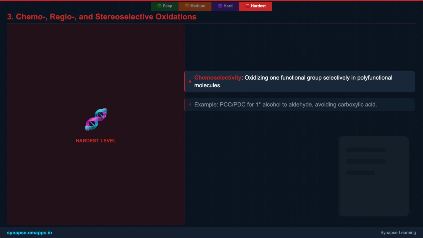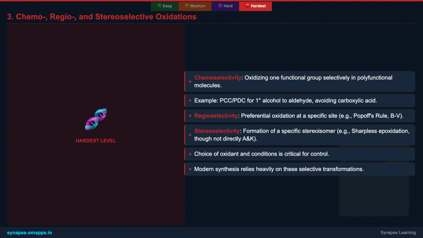When dealing with complex molecules, selectivity is everything. Imagine a molecule with multiple functional groups. You don't want to oxidize everything. That's where chemo, regio, and stereoselective oxidations come in.